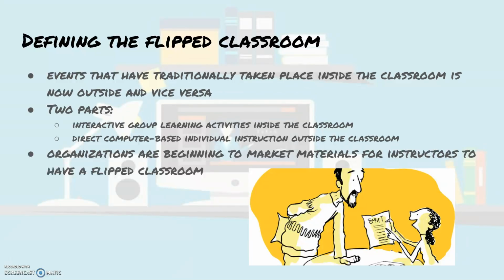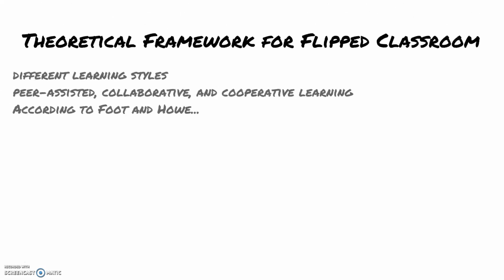This consists of two parts. First is interactive group learning activities inside the classroom, and second is direct computer-based individual instruction outside the classroom. However, it gets more complicated than this. A successful flipped classroom needs to incorporate group-based interactive learning, and this has to be student-centered.